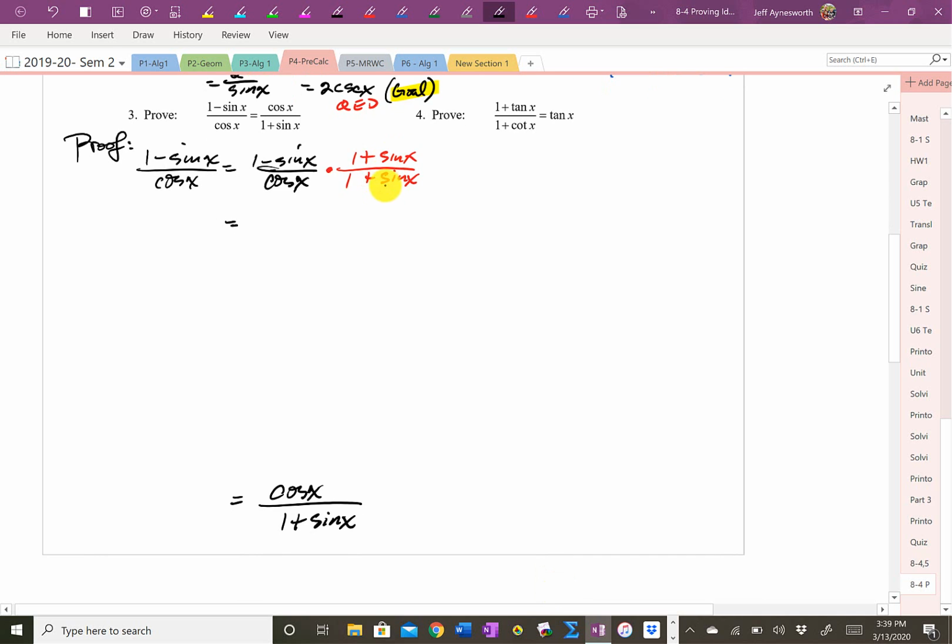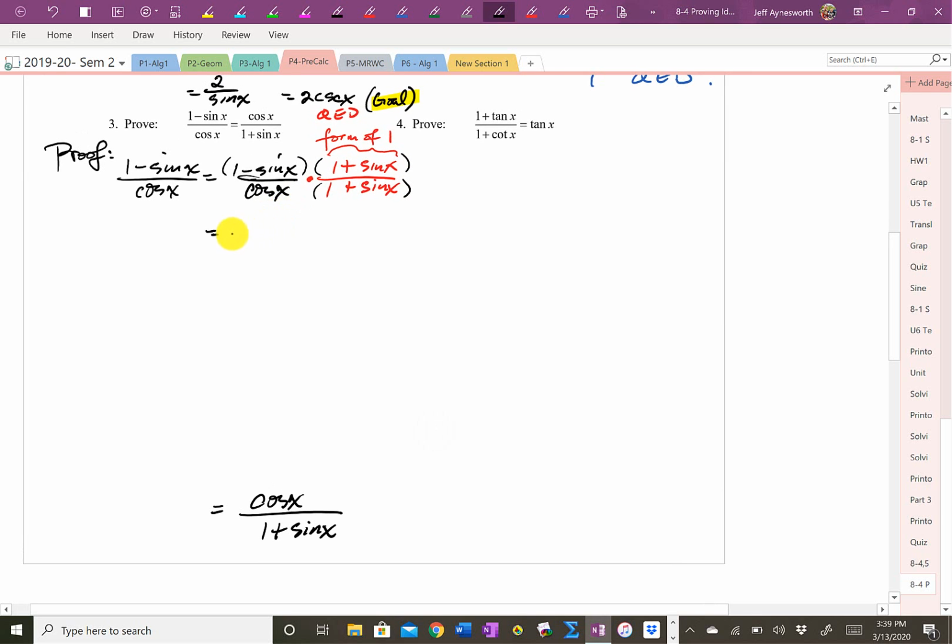Anything divided by itself is 1. So this is called a form of 1. So it's legal. Now when you multiply these right here, use the distributive property or FOIL, or the box method, whatever you want to do. So let's multiply.